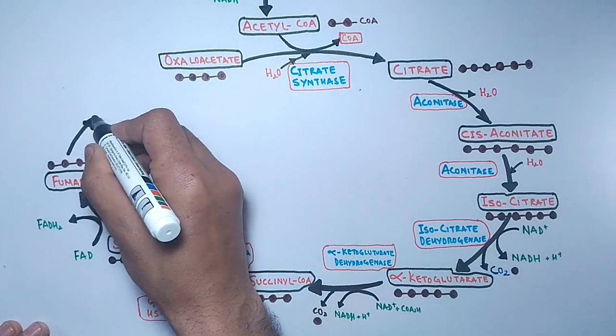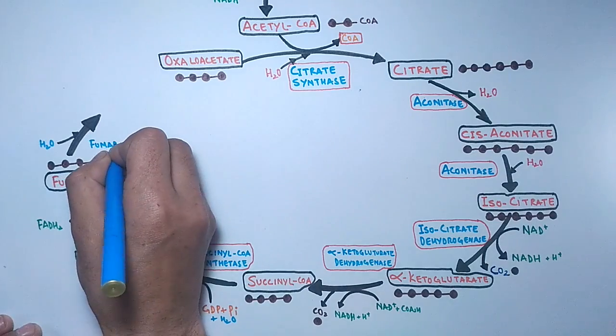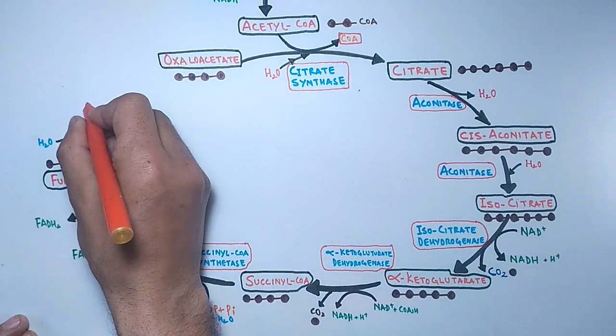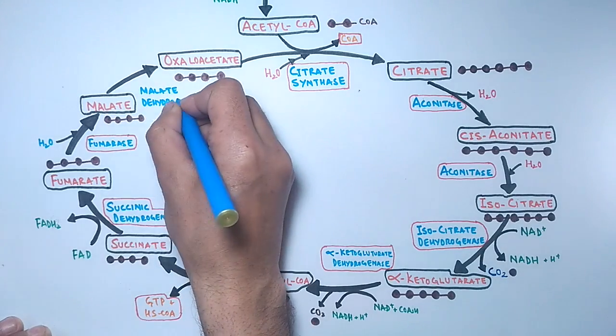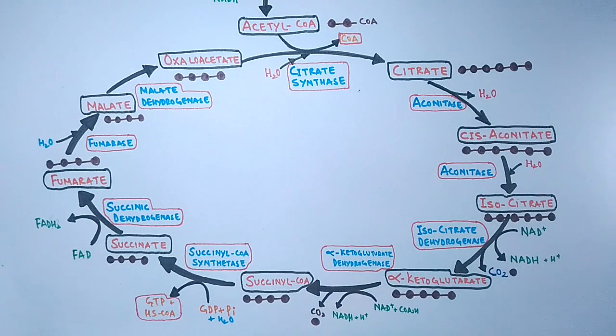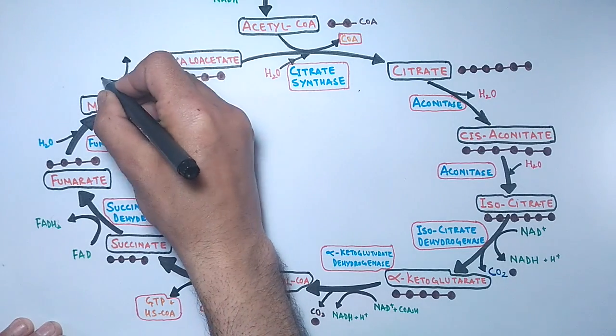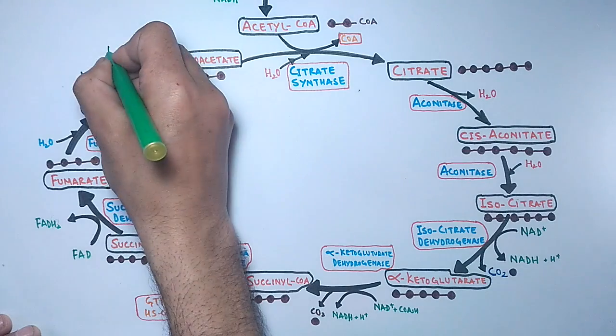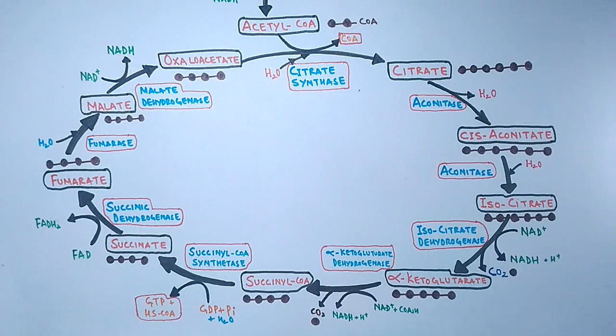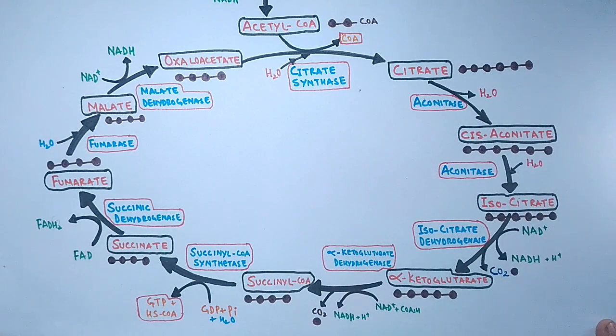And furthermore, the fumarate is acted upon by fumarase enzyme and converted into malate, which is further catalyzed by malate dehydrogenase into oxaloacetate, a 4 carbon compound, from which we started the citric acid cycle. And also in the last reaction of Krebs cycle, another NAD is reduced to NADH molecule. So this is how the cycle runs, all the reactions included in the citric acid cycle.